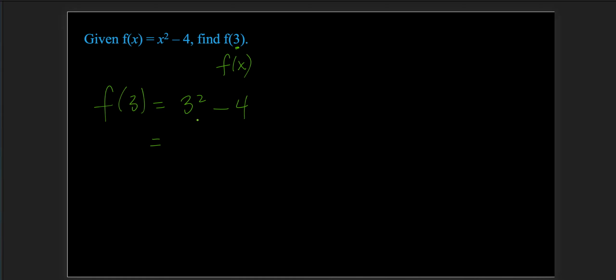So I took this and plugged in 3, that given value. So 3 squared is 9, 9 minus 4 is what we have, and the answer is 5. And that's all there is to that. I'll show you another one.